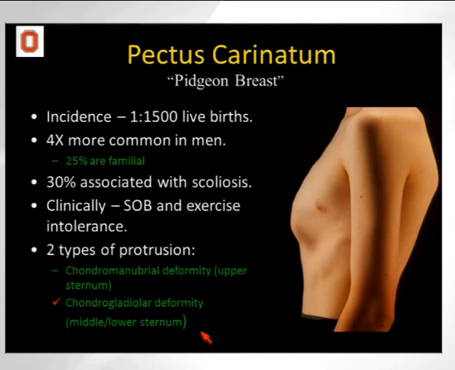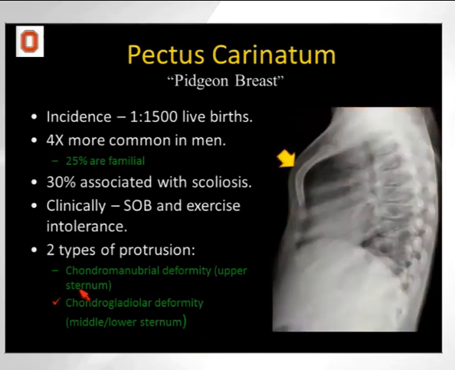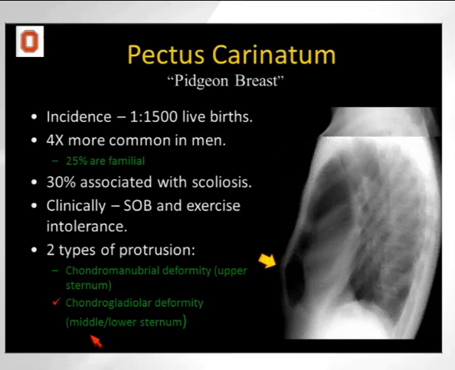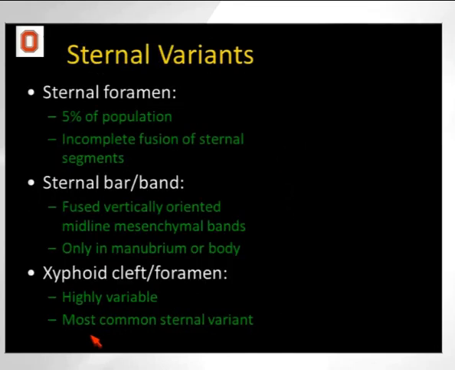Less common is the pectus carinatum abnormality. These happen to be more common in men, usually associated with some degree of scoliosis, and there are 2 types. The chondromanubrial deformity is in the upper chest, involving the upper sternum, and the more common is chondrogladiolar deformities, either affecting the middle portion of the sternum as seen here, or slightly lower down as seen here. There are also other normal variants that you need to know about.